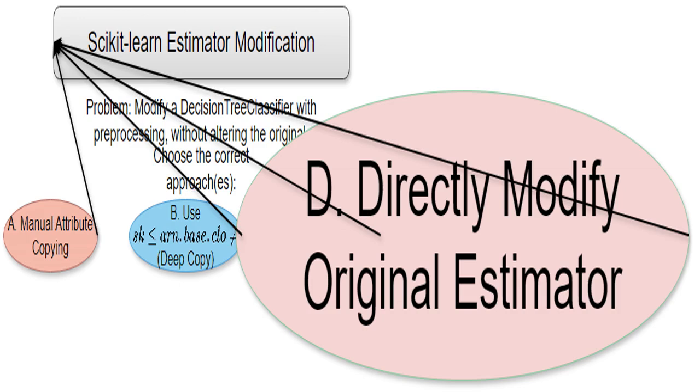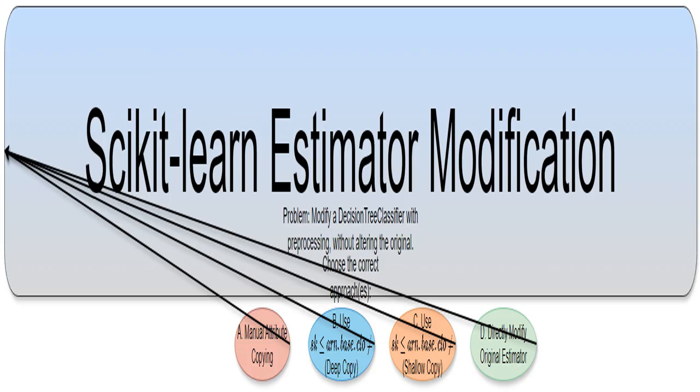Changing the original estimator directly can cause unpredictable problems later on, especially if I'm working with larger projects. Think of it as drawing directly on a priceless artwork. It's irreversible and could cause significant damage. Not a good idea. This whole quiz focuses on safely modifying a Scikit-learn decision tree classifier. Scikit-learn is a popular machine learning library in Python. A decision tree classifier is a type of machine learning model used for classification tasks. I need to understand how to work with these models safely and efficiently.